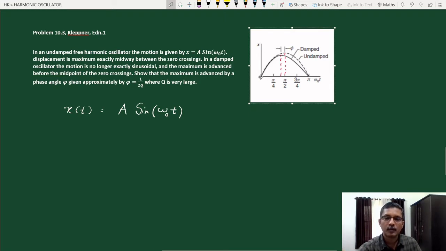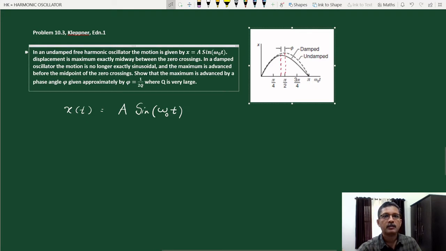Along the x-axis we are plotting omega 0 t. So omega 0 t equal to 0 here, omega 0 t equal to pi here. These are the zero crossings. And the peak of the function is at pi by 2. It is exactly midway between the zero crossings. Zero crossings are at omega 0 t equal to 0 and pi, and the maximum occurs at pi by 2, exactly midway. This is the situation in an undamped oscillator.